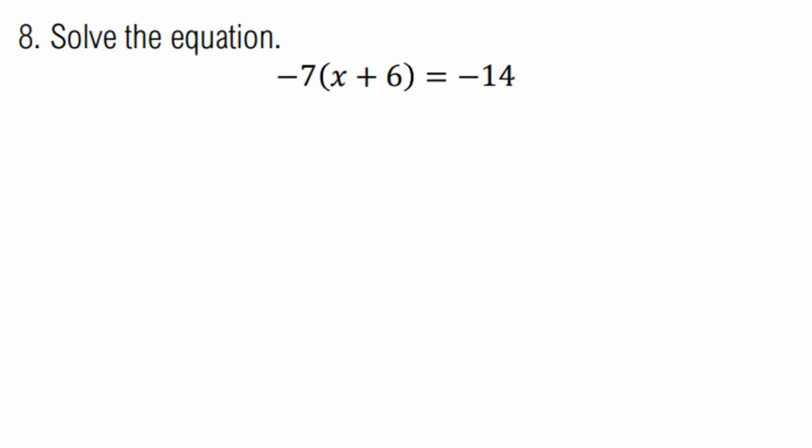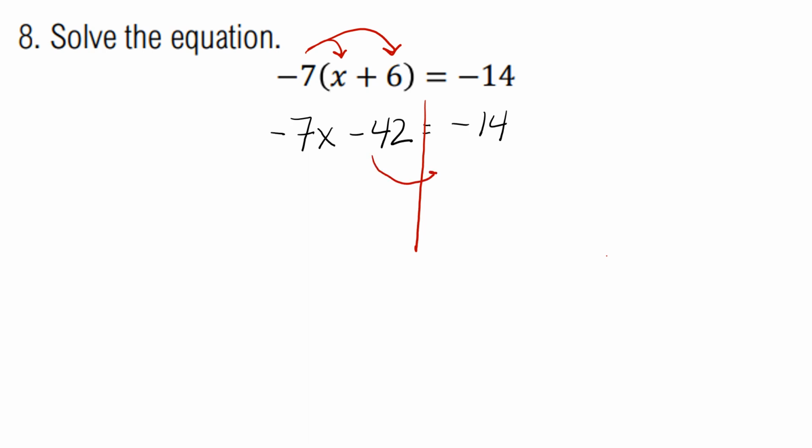Number 8, solve the equation negative 7 in parentheses x plus 6 equals negative 14. We start with our parentheses using the distributive property. We multiply negative 7 and 6 and negative 7 and x. Negative 7 and x give us negative 7x. Negative 7 and 6 give us negative 42. The equals negative 14 stays the same as it was not part of the parentheses. When we go to combine our like terms, negative 42 and negative 14 are on opposite sides, so we do the opposite operation. We move the negative 42 away from the variable, and we change it into the opposite, which is a positive 42.